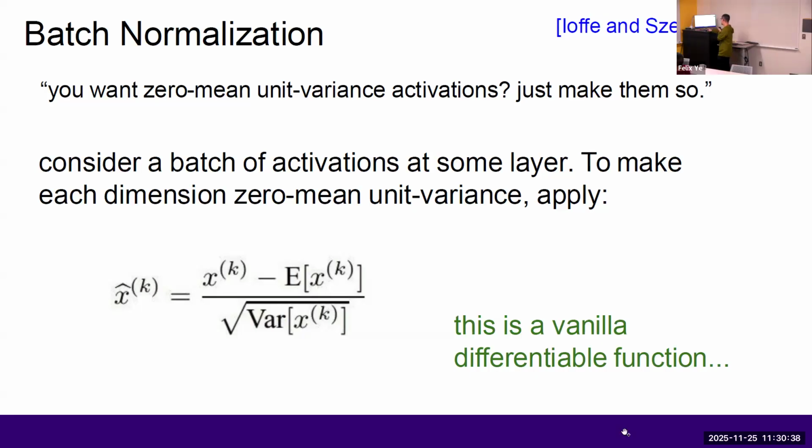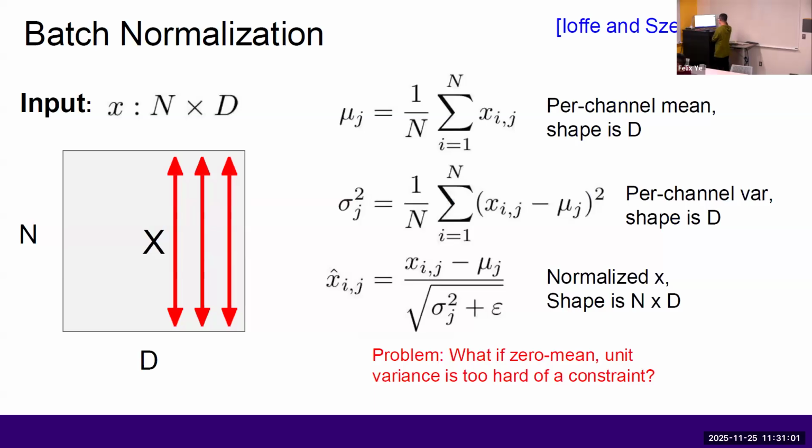You just apply this linear transformation. This is really good because it is a vanilla differentiable function, and everything is linear. After activations, we apply an additional linear transformation, using the pre-calculated mean and standard deviation. So you have an input of n by d. For each channel, you calculate the per-channel mean and per-channel variance, then you normalize it.